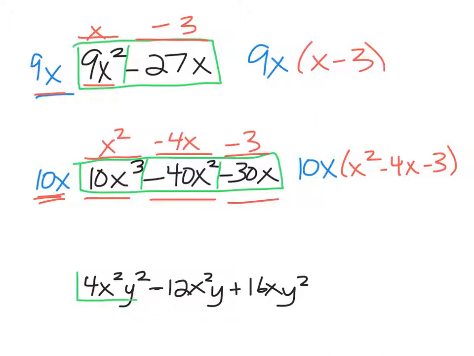Last one, I have this like huge humongous thing. I notice I have a lot of variables going on, and I notice that all my numbers are divisible by 4. So I'm going to start this problem with the skinny box. So 4, 12, and 16, the GCF is 4. Then I look at my variables. Do each of my boxes have an x? Yes. What's the lowest exponent? X to the first.